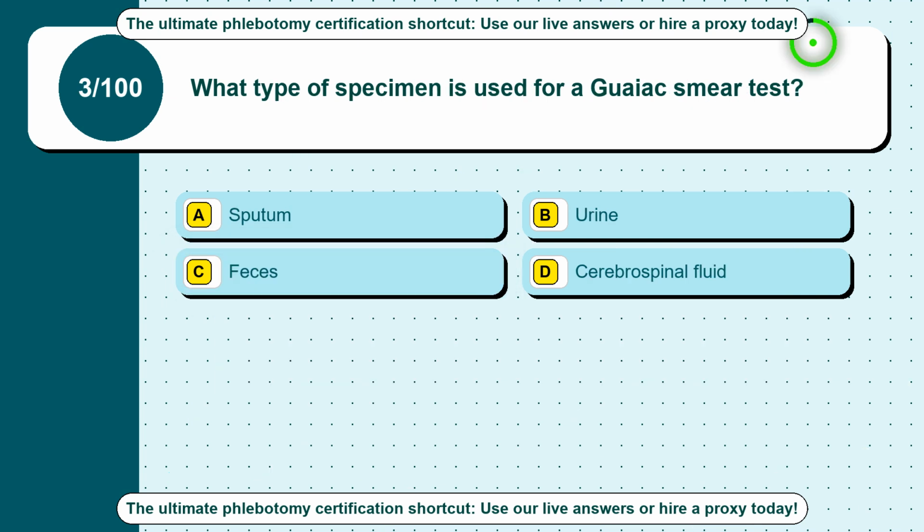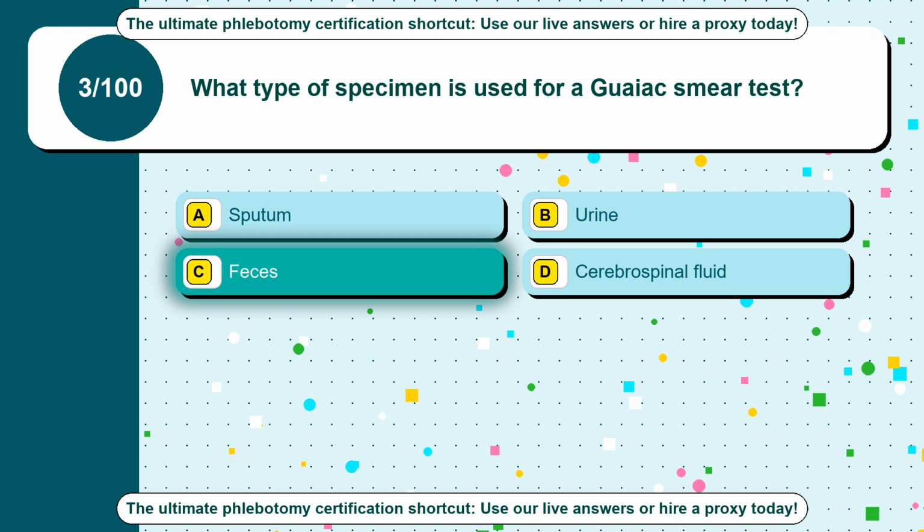Question 3. What type of specimen is used for a guaiac smear test? Option A, sputum. Option B, urine. Option C, feces. Option D, cerebrospinal fluid. The correct answer is option C, feces.